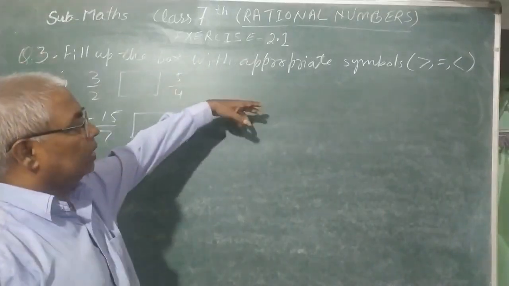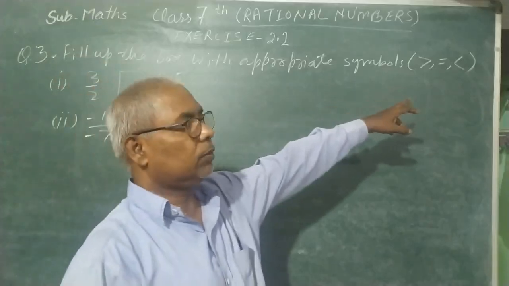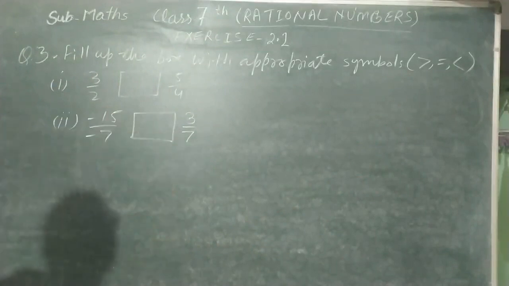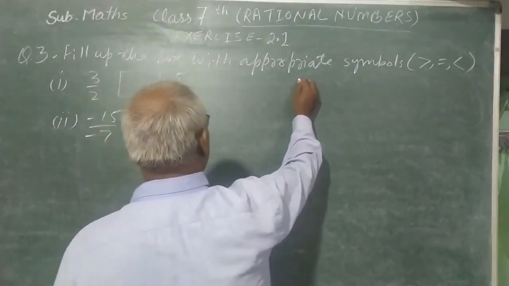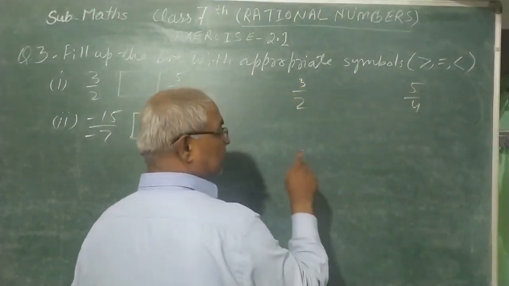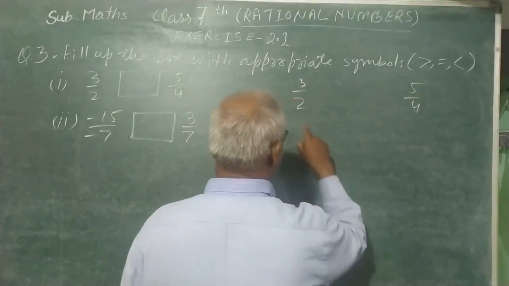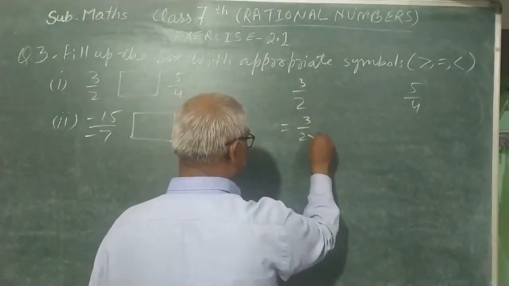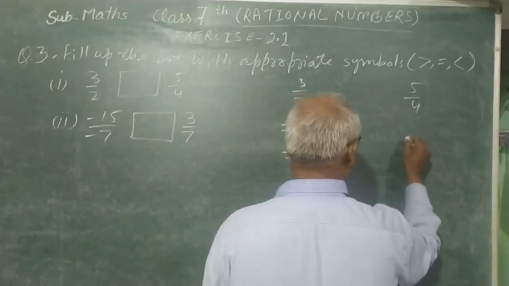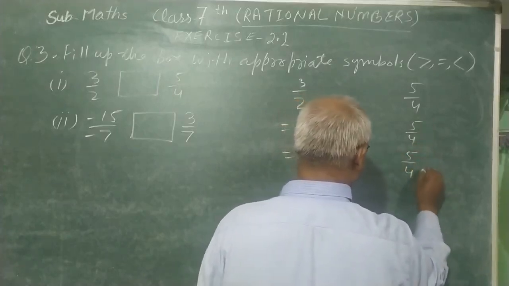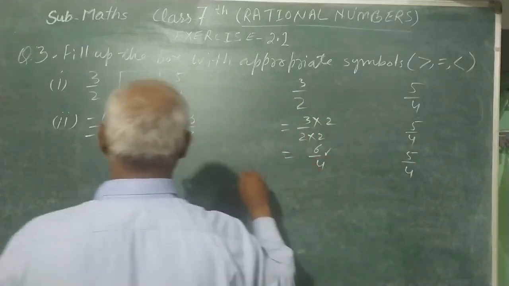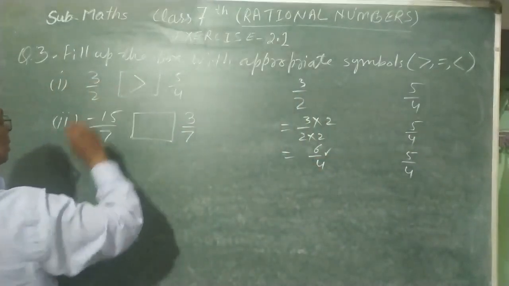Fill up the box with appropriate symbols: greater than, equal to and less than. First one, 3 by 2 and 5 by 4. What happened in this? First of all, 3 by 2 you can write here and 5 by 4. इसका एलसीएम सेम करना है आपको. So it becomes 3 by 2 multiplied by 2, that is 6 by 4, and here is 5 by 4. So this one is greater. This number is greater, so you can say it is the greater than symbol.